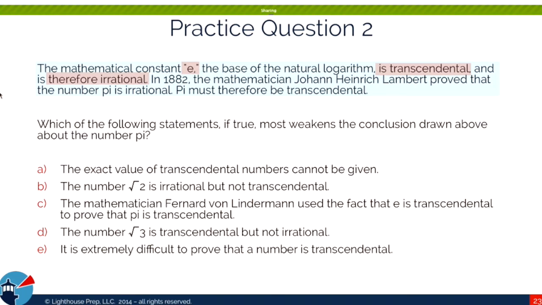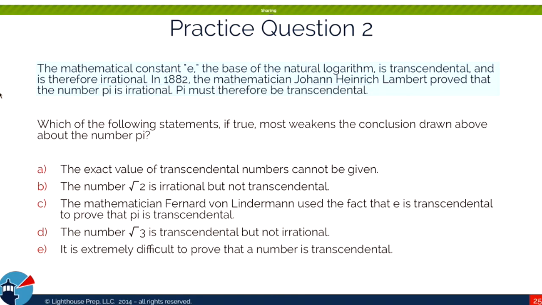Okay, now on to the second sentence. The second sentence says, in 1882, the mathematician Johann Heinrich Lambert proved that the number pi is irrational. Okay, what do we care about in this sentence? Well, we don't care about the name of the mathematician or the year or anything like that. All we care is pi is irrational. That's going to be our logic path there. And then we have a keyword there, the word therefore. So we know that there's a conclusion in that. Therefore, pi must be transcendental, or pi must therefore be transcendental.